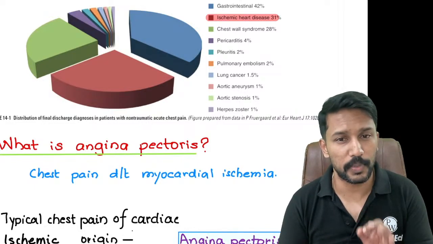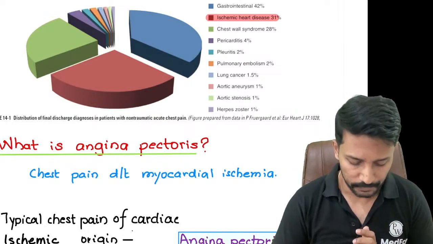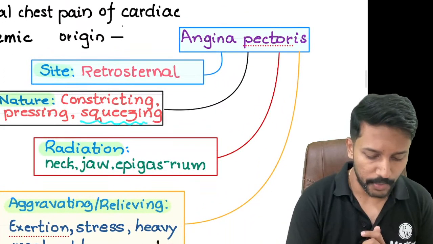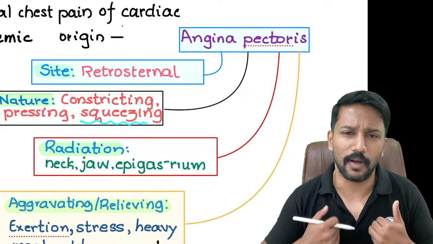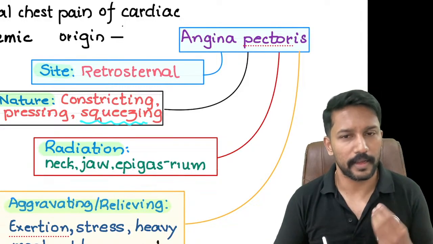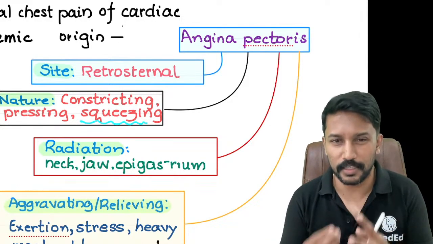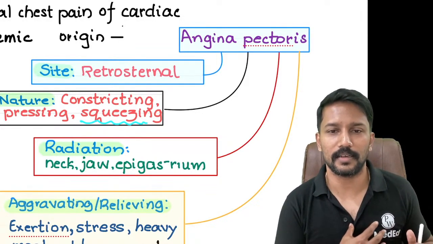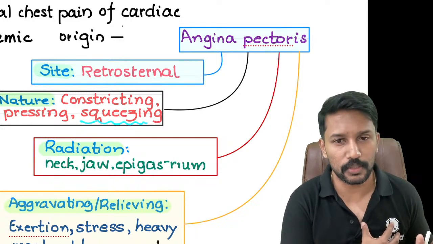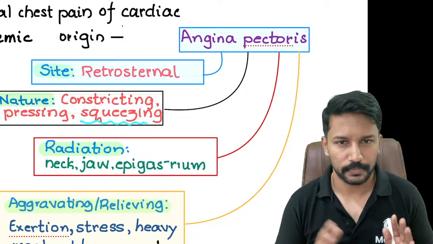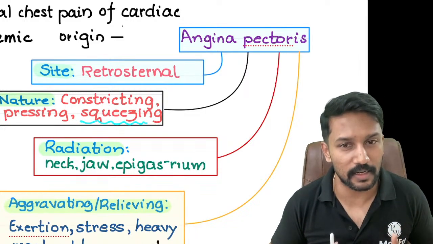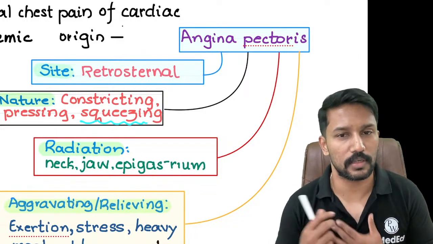If a patient has chest pain because of myocardial ischemia, in terms of site, the pain is going to be located retrosternally. When I say retrosternal, it means almost centralized. Again, one of the common mistakes that undergraduate students make is thinking that the heart is positioned more on the left side, so the pain is going to be on the left side. No, the pain is going to be more or less centralized. That's why we call it retrosternal chest pain.